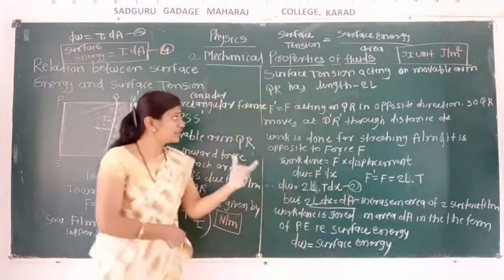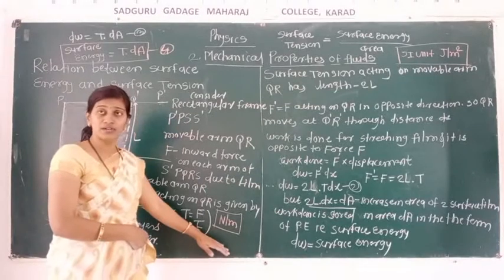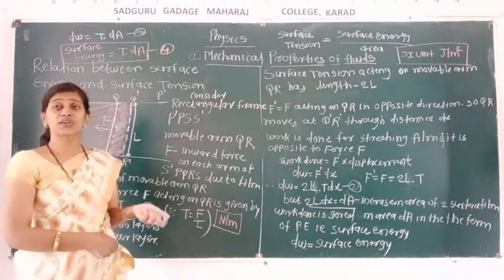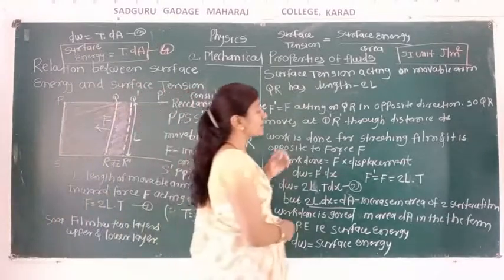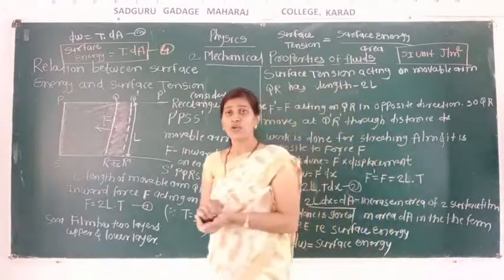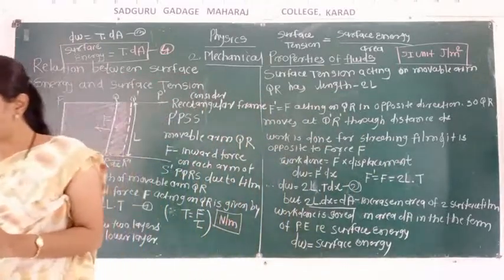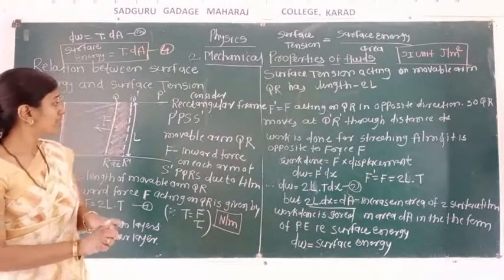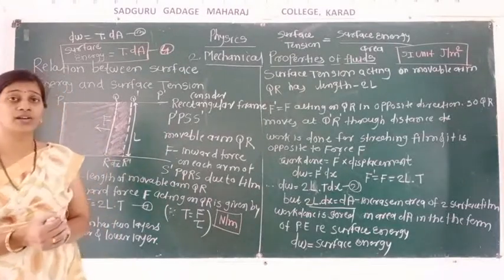Surface tension has the SI unit Newton per meter, and by this relation we are getting another equivalent SI unit. This is joule per meter square. I hope you understand this relation between surface energy and surface tension. Please learn it carefully. Okay, thank you.